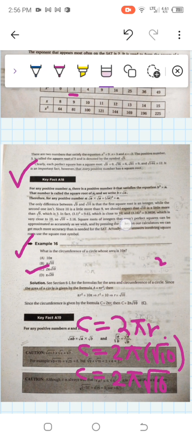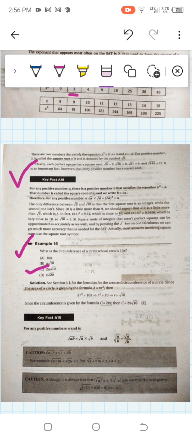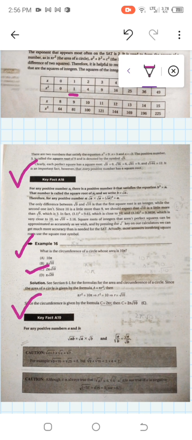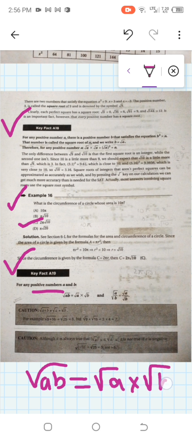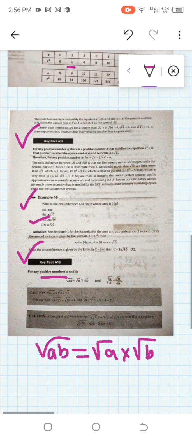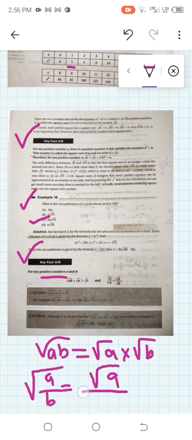Fine, now we are going with the last key fact, that is A19. For any positive numbers A and B, the root of A times B is equal to root A and root B separately. And for division, we can say the root of A divided by B is radical A divided by radical B. This is simple, okay?